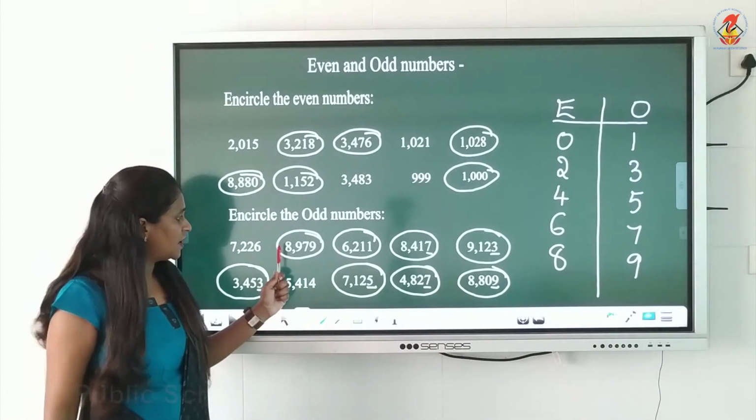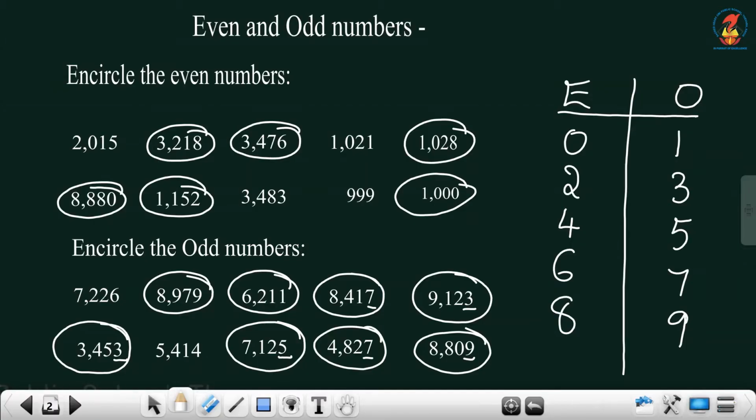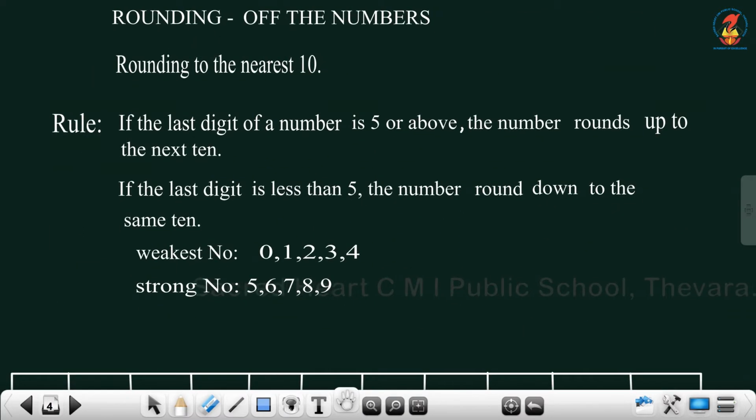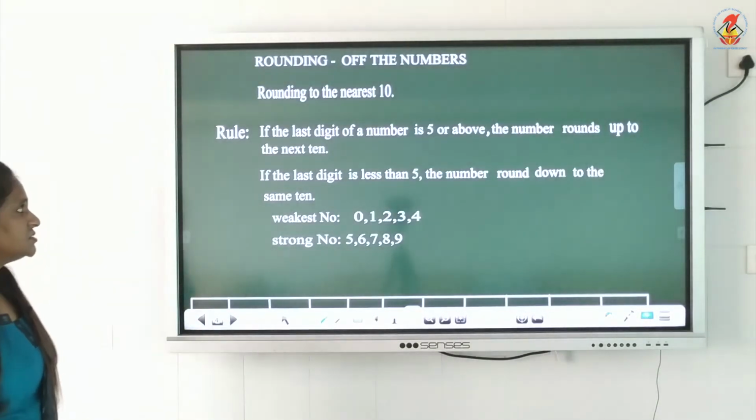So odd numbers are 8,979, 6,211, 8,417, 9,123, 3,453, 7,125, 4,827, 8,809 are odd numbers. Now the new topic is rounding of the numbers. Rounding of the numbers to the nearest 10.